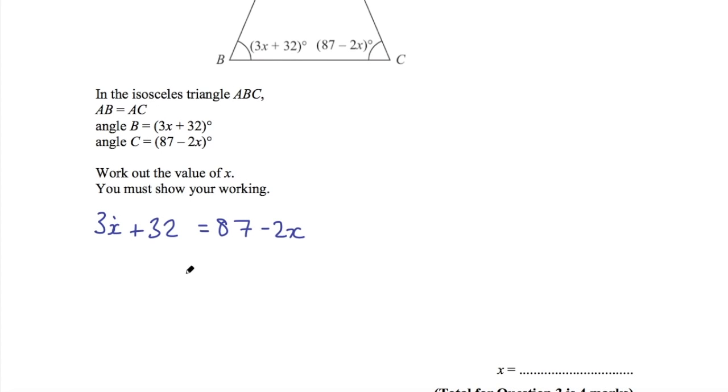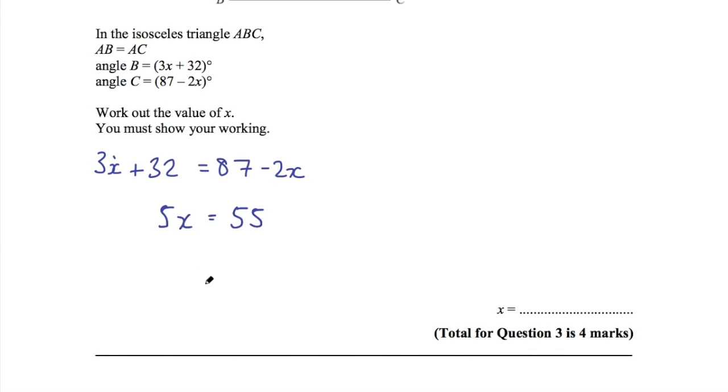to the left hand side, so we'll get 5x on the left hand side and then 87 minus 32 on the right hand side. 87 minus 32, that's 55, and then we divide both sides by 5 and we get x equal to 11. So that's all we need to do, work out the value of x, so x equals 11.